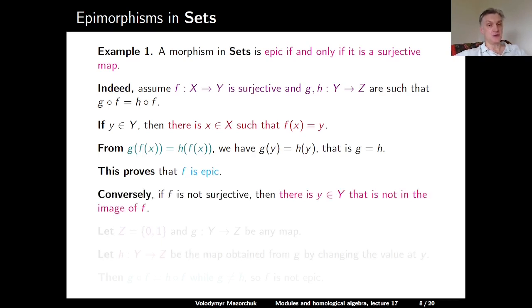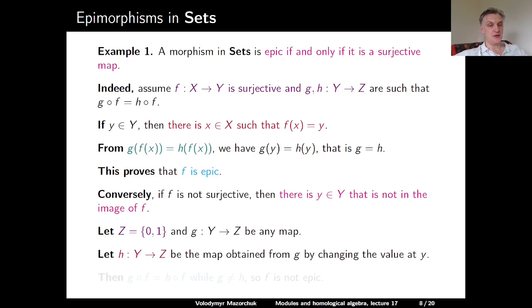Conversely, assume that F is not surjective. Then there is an element y in Y which is not in the image of F. Let Z be the set with two elements, 0 and 1, and let G be any map from Y to Z. Let H be the map from Y to Z, which is obtained from G by changing the value at one element, namely at the element y. There are two possibilities to choose the value at y, and we take for H the different value. So H and G are different maps. But since y is not in the image of F, the composition of G after F is equal to the composition of H after F.